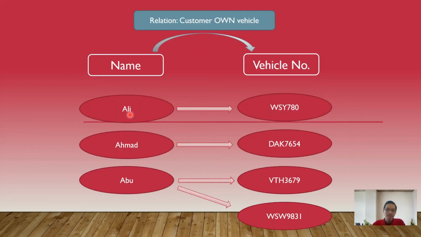Alright, so from our observation here, we know that Ali and Ahmad own one vehicle while Abu owns two vehicles. So the relation between these two sets is customer owns vehicle. We can also say that the relation is a one-to-many relation, since Abu owns more than one vehicle. Okay, now you know how relation is applied in solving practical problems, especially in the computer science field. We not only use it in databases, that is just a part of it. We also use this in programming, networking, and etc. Usually we call it a tuple.